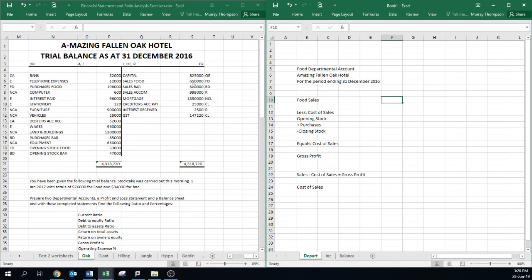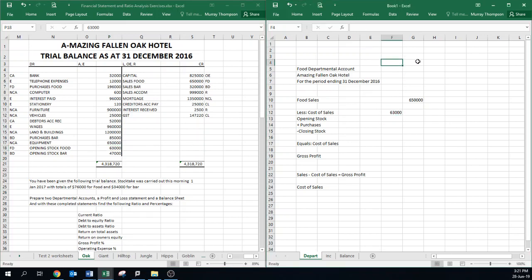So, food sales. All you do is consult back to your items. You're looking at the food department. So, we find our revenue item. This is what we earn from our customers. Here we go, food sales. So we're just going to put that in, 650,000. Opening stock. Opening stock is right here for food, 63,000.